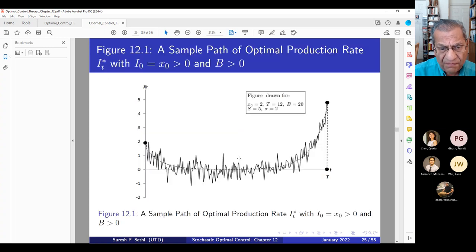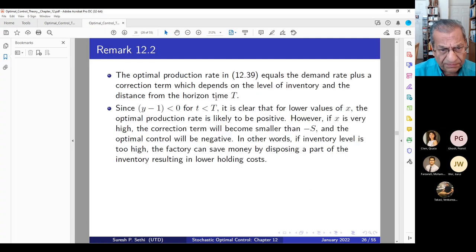One can also draw a graph for PT, but I did not do it. It should also be interesting to draw a graph for PT. Maybe I will do that someday. Okay. So we solved one problem. You can sort of see the optimal production rate equals the demand rate plus the correction term, which depends on the level of inventory and the distance from the horizon.